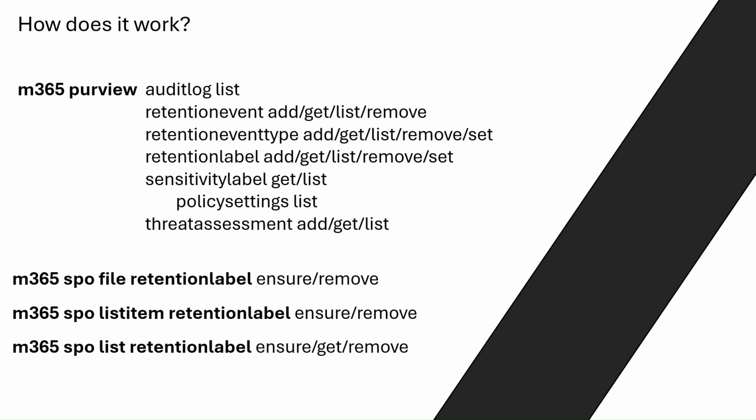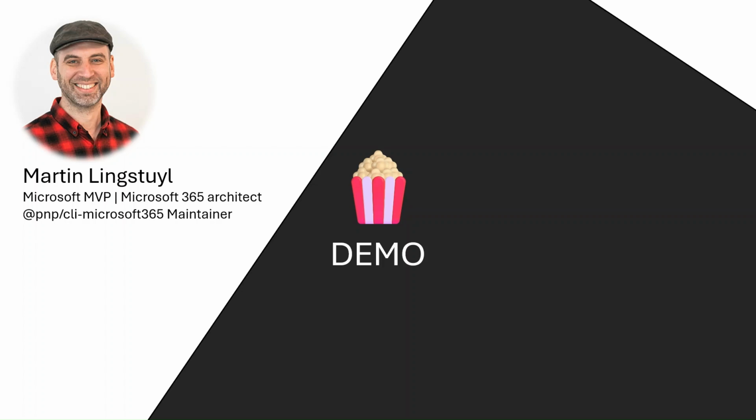Okay, so we know that we have those commands, but what does it actually mean? What is the difference between sensitivity labels and retention labels? What are retention events? And how can I actually use those? I want to see this in action. So for this, I asked one of the CLI for Microsoft 365 maintainers, Martin Lingstuyl, to give us a demo about that. So let's go.